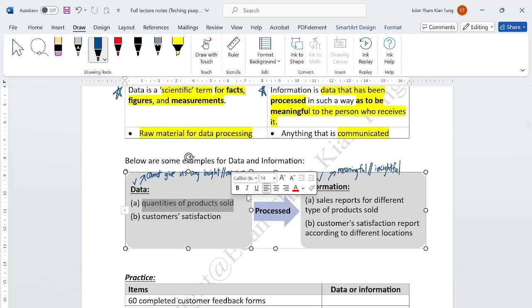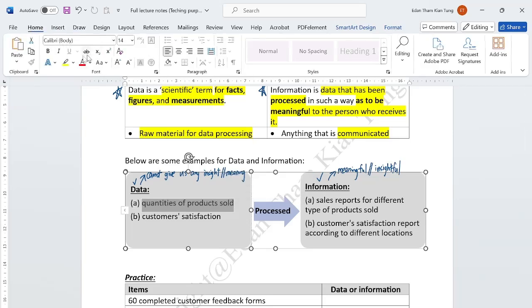Quantity of product sold. It is only a data, which is something that is not so meaningful. Because for example, to all my manager of Gardenia, if today I tell you that for yesterday, our company total sell 10,000 chocolate, 10,000 bread, does it provide any meaning or insight to you? No, right? It mainly tell you that how many units we have sold.